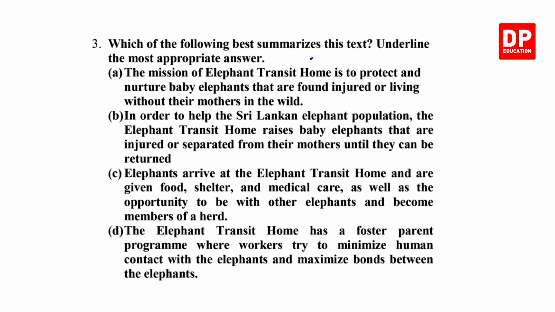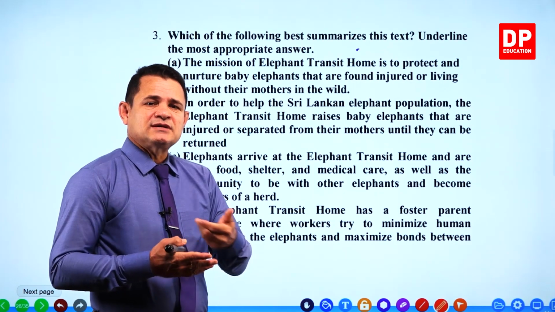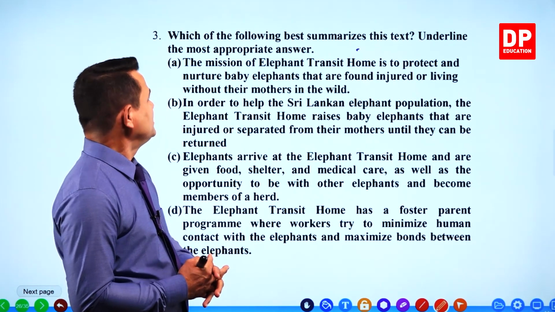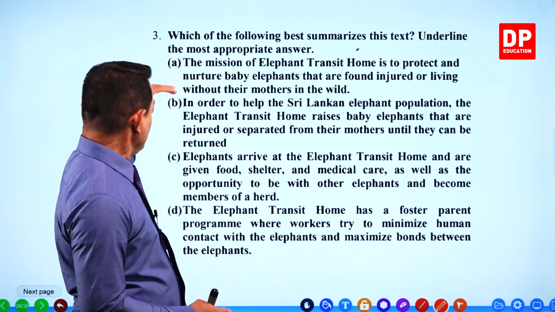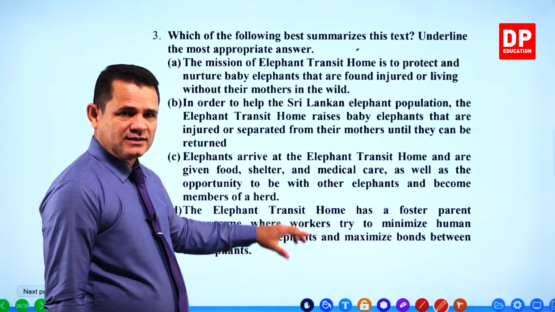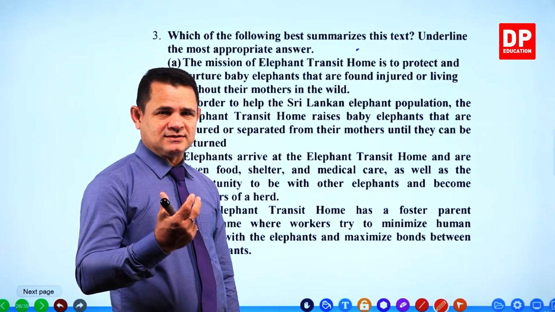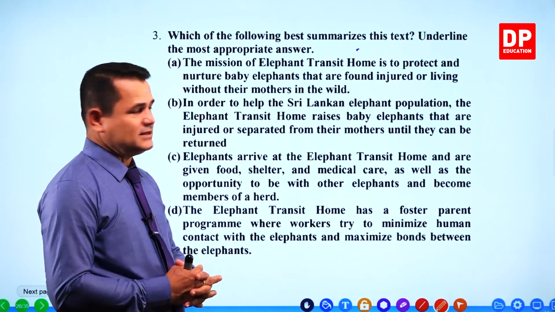Which of the following best summarizes this text? Underline the most appropriate answer. There are A, B, C, D, four answers given. Which of these four best summarizes that text, gives the summary of it? Now let's read it and see.